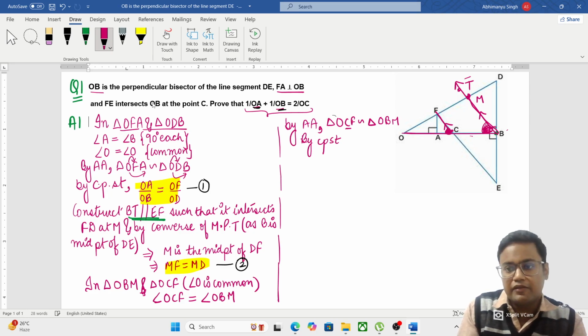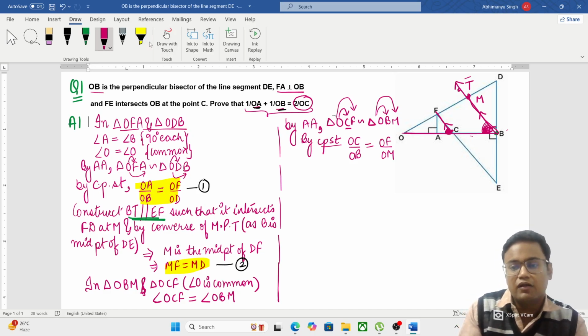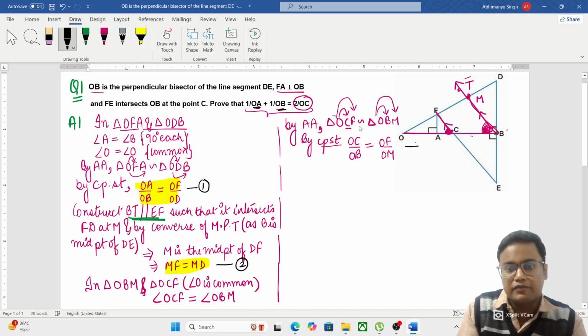By CPST, I can write that I need to get OC, right? Also, by CPST, I can write OC because OC will come from here. So from here, what do we have to take? We have to take OB. And then you can write OF upon OM, because the ratio of the corresponding sides are equal, right? So let us mark this very important finding as 3.